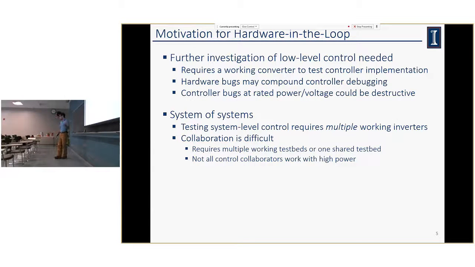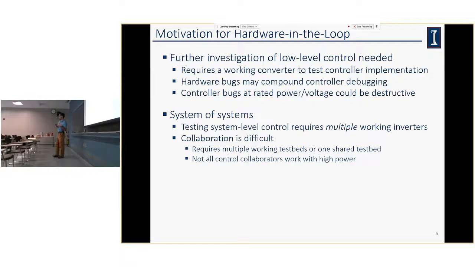So as I mentioned before, we would like to do further investigation into low-level control. Unfortunately, anytime you want to develop a controller for this type of system, you require the physical hardware to do so. Additionally, you kind of confound the debugging process if you aren't 100% sure that the hardware actually works as expected. So was it a code error or was it a glitch in the signal? So we want to try and separate those two causes of error.